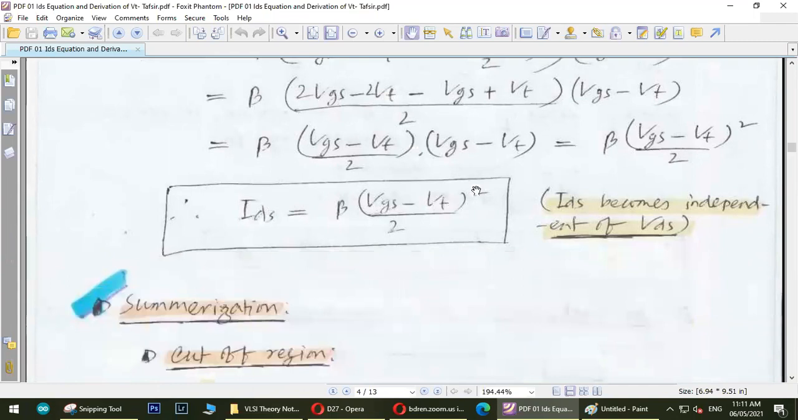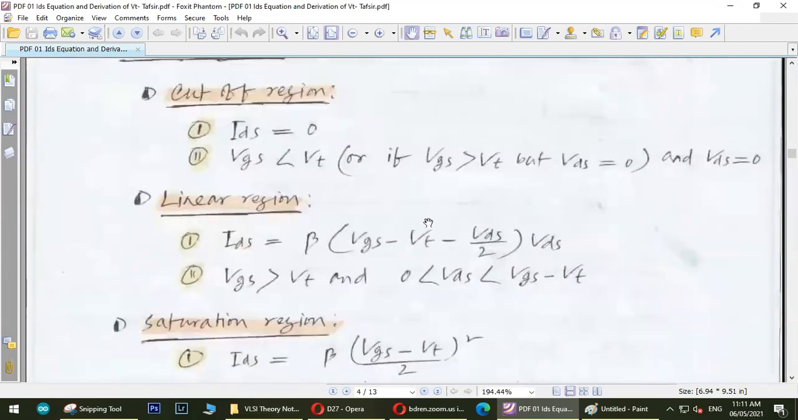So IDS is equal to beta times VGS minus VT, whole square, divided by 2. That is your equation for the saturation region. Now come to the summarization.